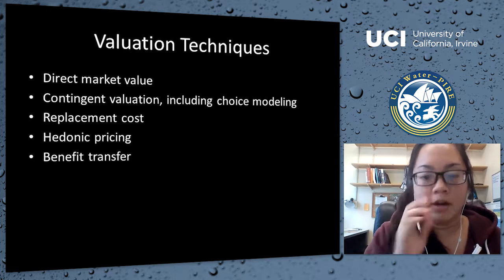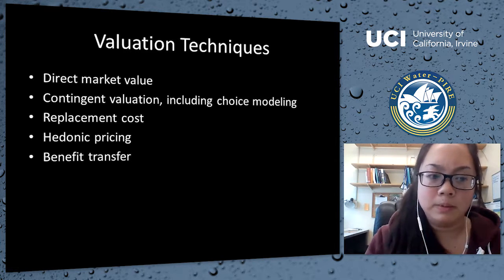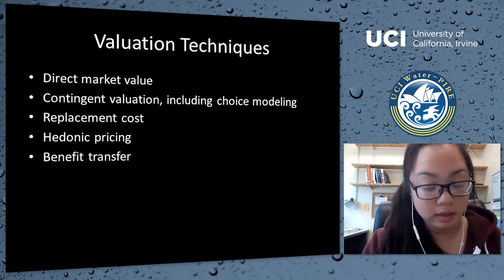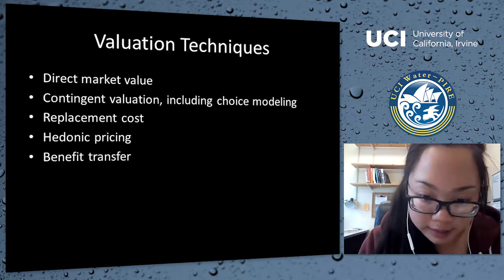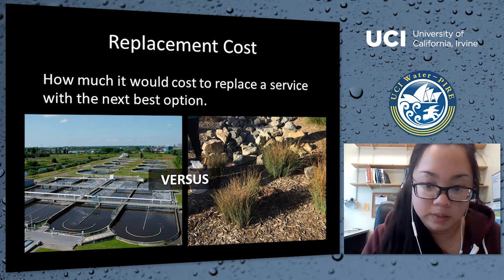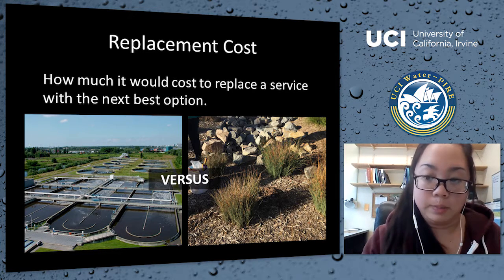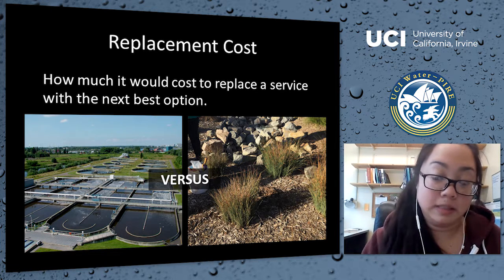I don't think there have been too many studies on biofilters specifically, but the closest analog, in my opinion, would probably be constructed wetlands, which there are studies for. So just to go over a couple of these techniques really quickly. Slide 16. So the replacement cost method. How much would it cost to replace a service with the next best option?